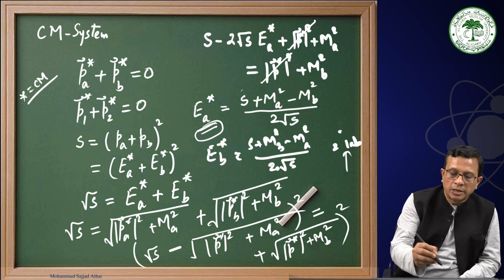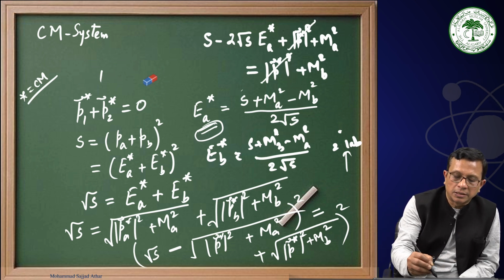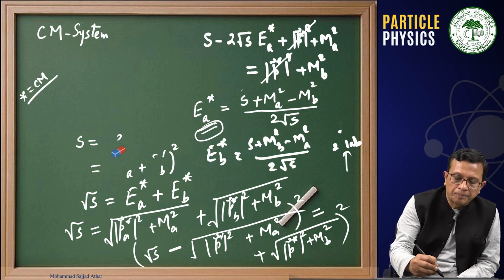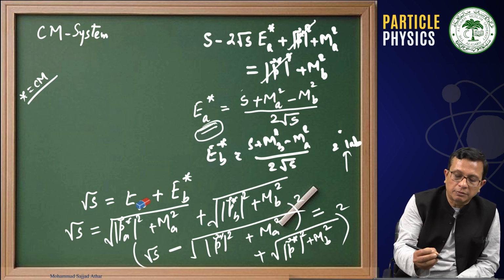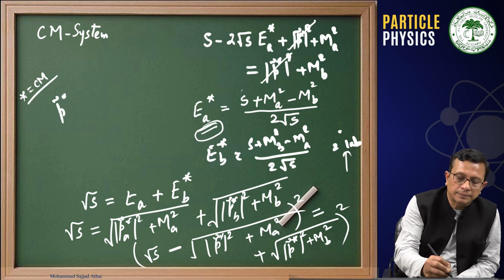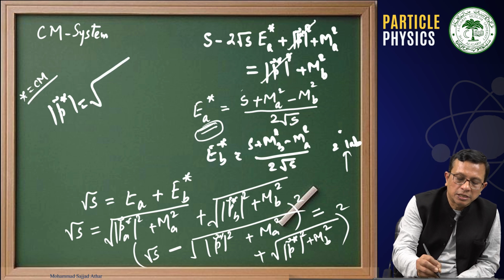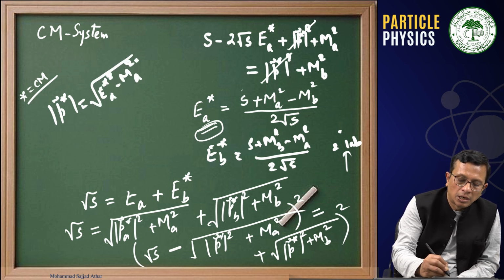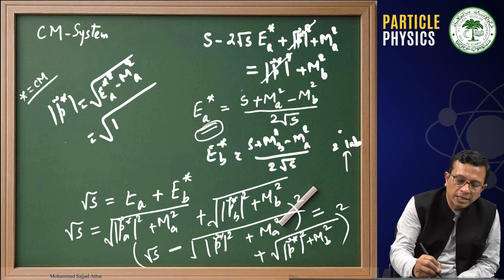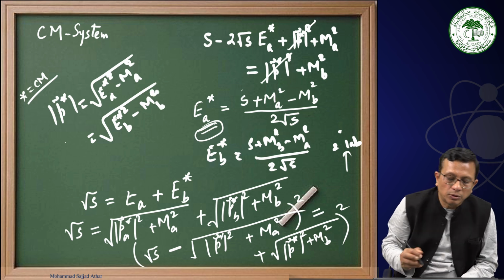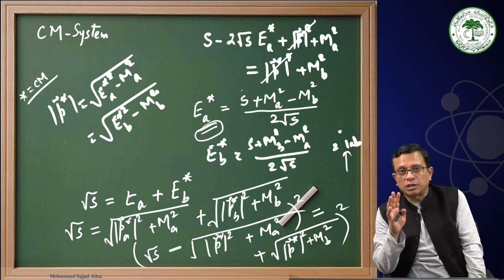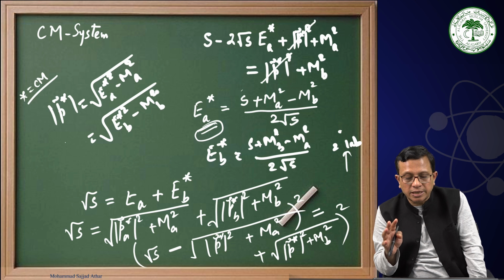Now, once you know EA star and EB star, what is the next point? The next point is P star, and P star will be the same magnitude wise. Therefore, P star magnitude wise will be either EA star square minus MA square, or you can write it as EB star square minus MB square. And you notice that these two in the center of mass frame will be exactly the same in magnitude.